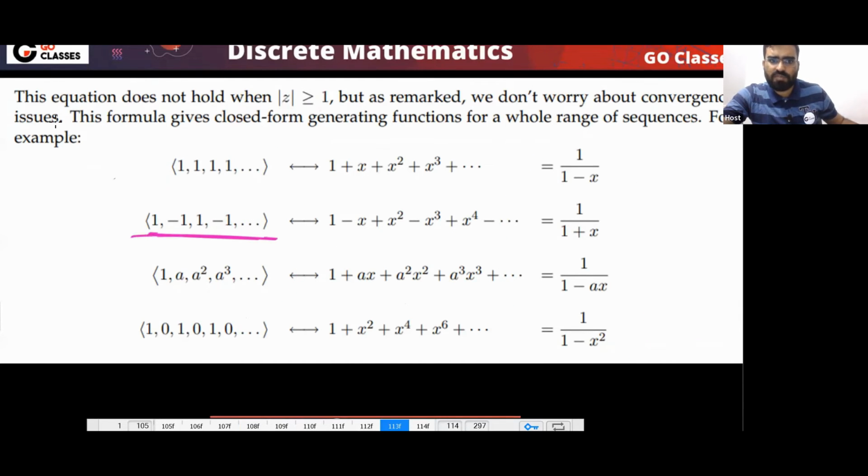For example, if your sequence is 1, minus 1, 1, minus 1, then your generating function will be this. This series is an infinite GP. What is the common ratio here? The common ratio is minus x, not minus 1. The common ratio is minus x. So this will be the generating function. Very easy. Now let's move on.